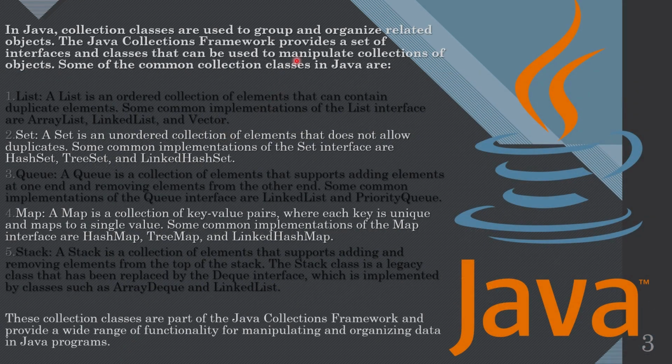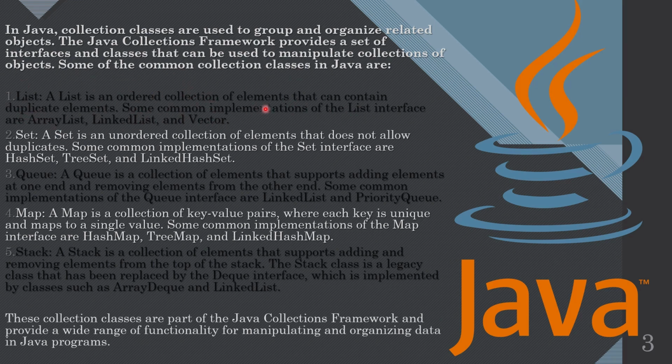In Java, collection classes are used to group and organize related objects. The Java collection framework provides a set of interfaces and classes that can be used to manipulate collections of objects. Some of the common collection classes in Java are List. A list is an ordered collection of elements that can contain duplicate elements. Some common implementations of the List interface are ArrayList, LinkedList, and Vector.